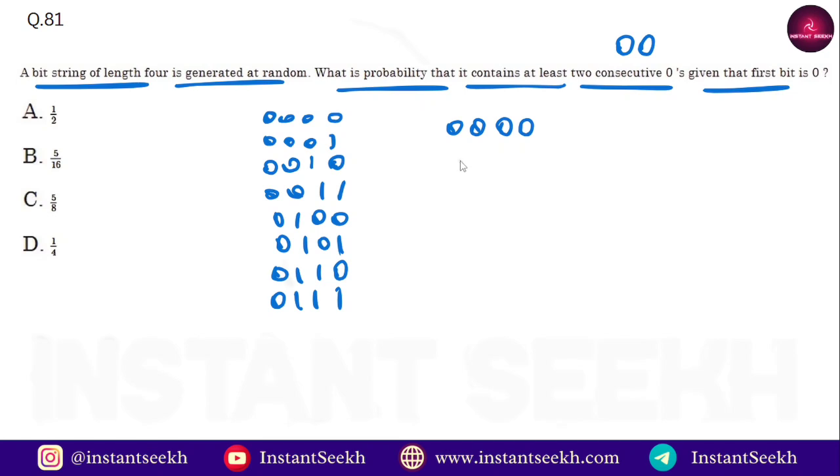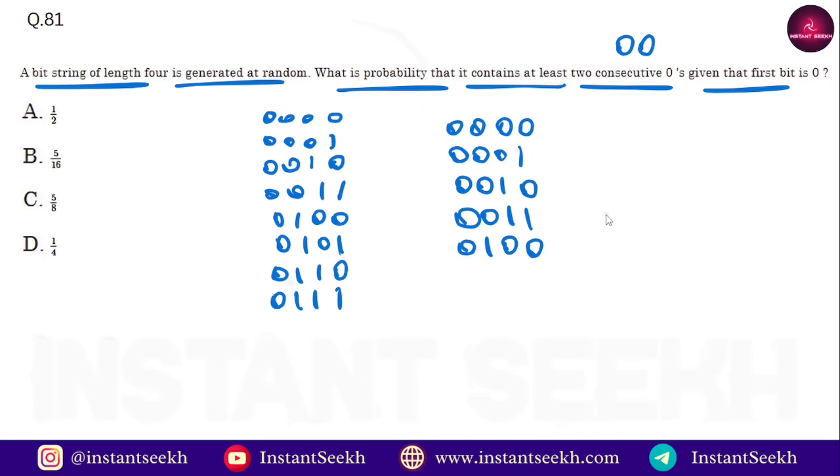Starting bit is zero and two consecutive zeros. Again, starting bit is zero, two consecutive zeros. Again this one as well. So these can be the possible combinations.